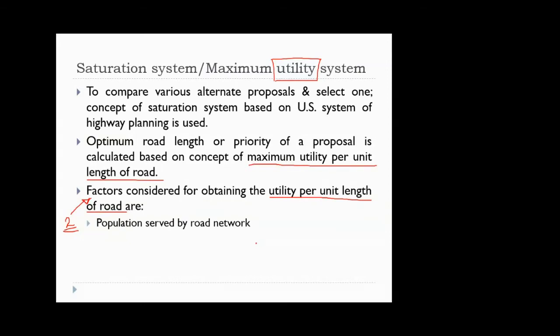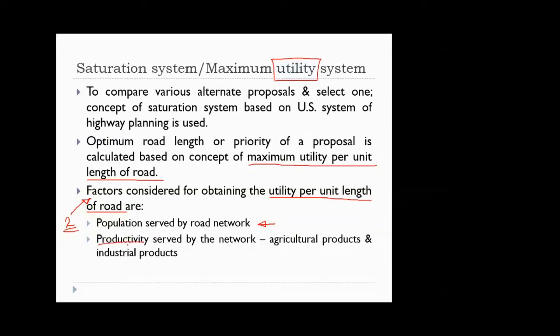So the first factor which is considered is the population served by that road network. So whatever road or proposals I'm putting forward, how much population it is serving. So that is my first factor considered. And the second factor considered is productivity. Now this productivity, mainly it is divided into two types, the agricultural productivity and the industrial one.